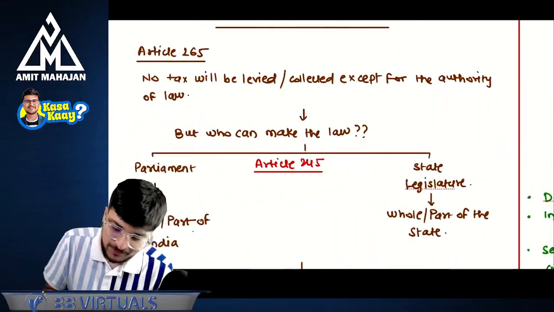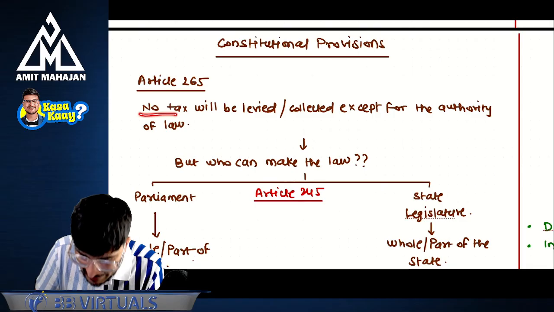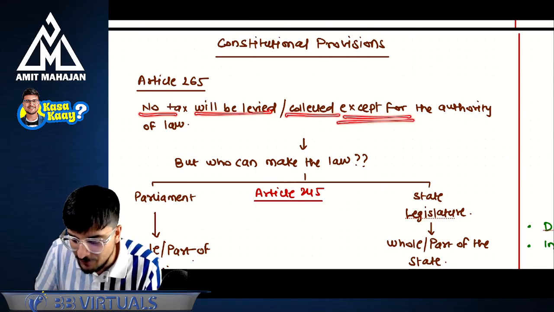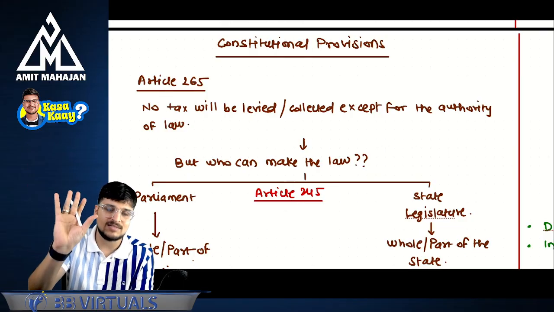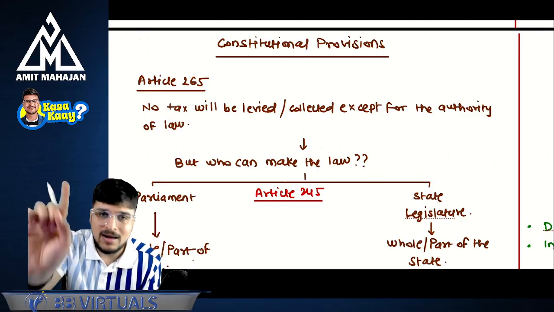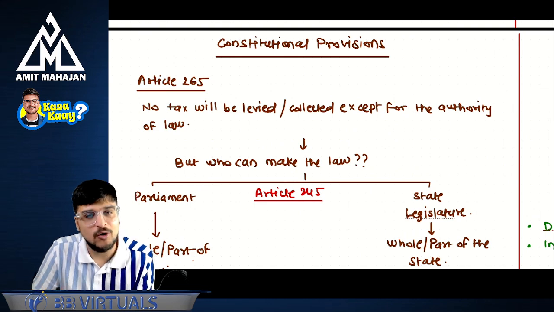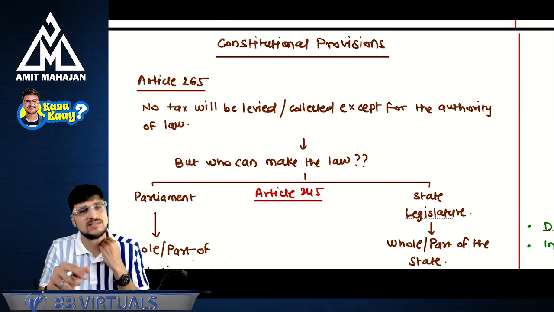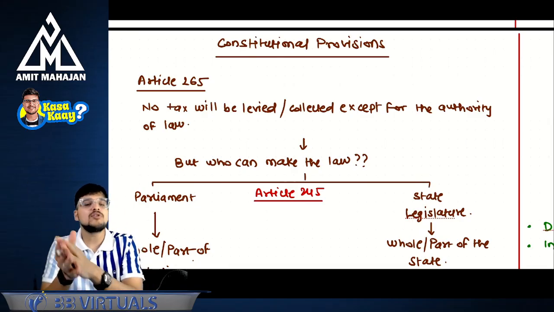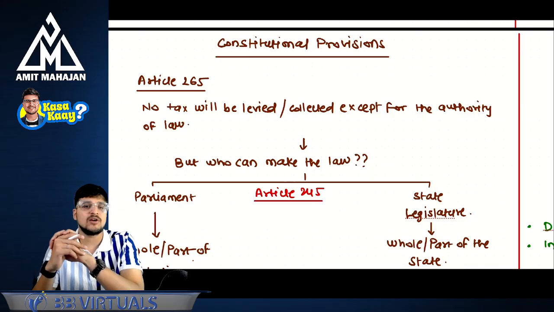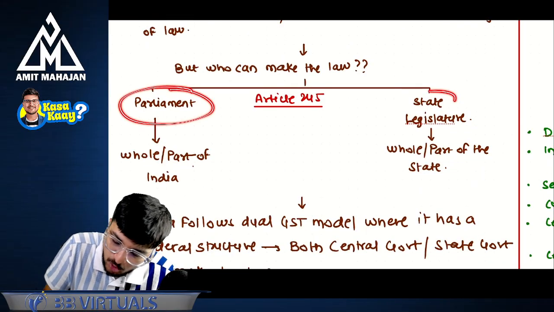Now, constitutional provisions, first part. Article 265 says that no tax will be levied or collected except by the authority of law. If you don't have the authority, you can't levy taxes. But the question is, who can make the law? Article 265 says you can't make the law if you don't have the authority. But who will give you the authority? The Constitution will give you the authority. So who can make the law? Law can be made by Parliament or the State Legislature.